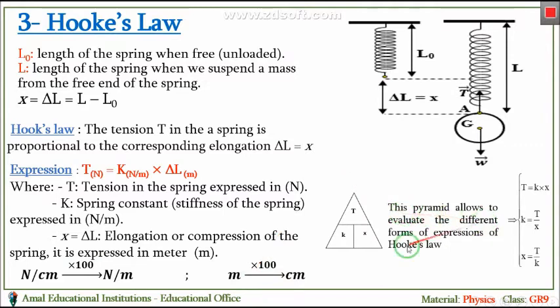This pyramid allows us to evaluate the different forms of the expression of Hooke's law. First, the tension force is equal to the stiffness constant K times the elongation x, or the stiffness constant K is equal to the tension force divided by the elongation x, or the elongation x is equal to the tension force divided by the stiffness constant K of the spring.